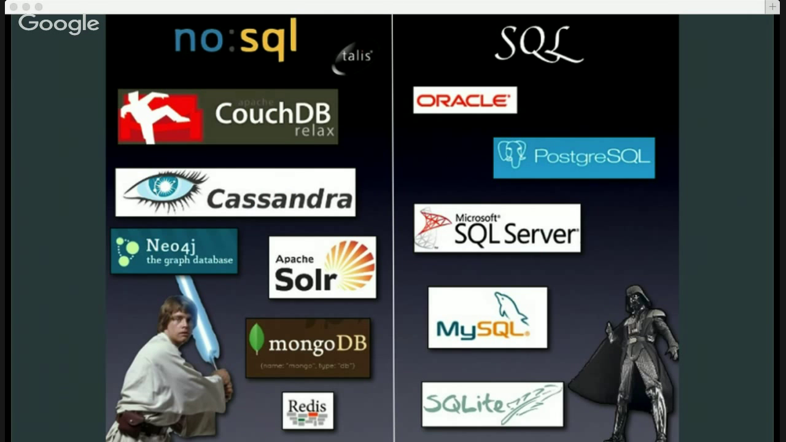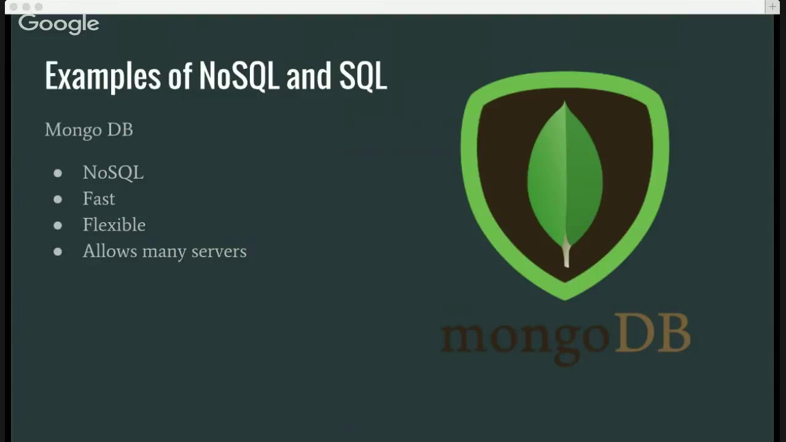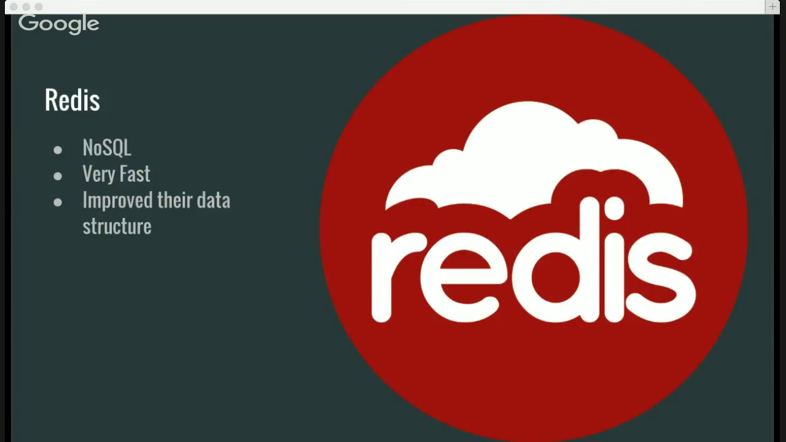So this is just differences in who uses what. The SQL users are on the right, and the big ones would be Microsoft SQL, MySQL, and Oracle. And the non-SQL are on the left. MongoDB, as I said, is a very big NoSQL database. MongoDB prides itself on being fast and flexible, and it promotes the use of many servers. Redis is another type of NoSQL database, and it's very, very fast, and they're working on improving their data structure so that customers have an easier time using it.